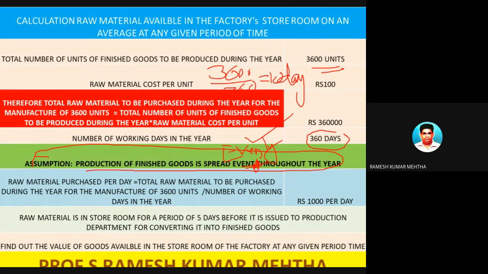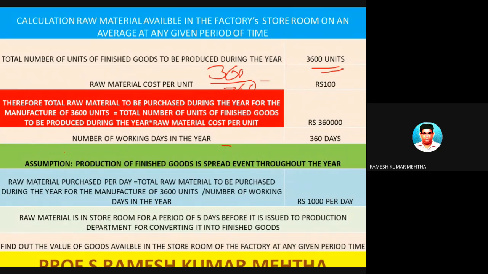So this is the assumption to find out the numerical formula for finding out the amount of capital stuck in raw material at any given period of time during the year. So now hope this is clear. This is also clear, this is also clear, this is also clear, and this is also clear.